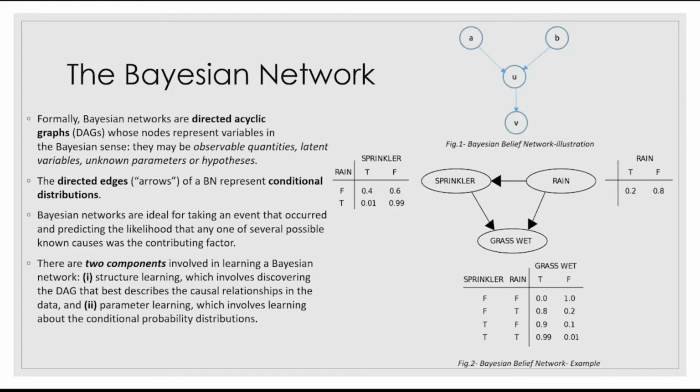Now let's look at figure 1, which is the Bayesian belief network illustration. Let's understand what the Bayesian network actually represents. Now, the Bayesian network is a computational model which is based on graph probability theory. The structure of a BBN is represented by a directed acyclic graph, or DAG.